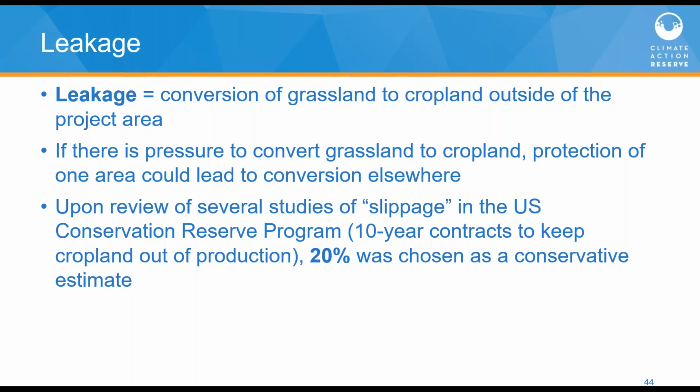In the US, we've got a 20% default factor. This is based on several studies of a program called the Conservation Reserve Program, which are 10-year contracts that keep cropland out of production. This is a very conservative estimate based on those studies, and we felt it was applicable as well in Canada, and the work group felt that it was appropriate as well. So that same discount is built into this protocol, 20% taken as a project emission off your baseline emissions.